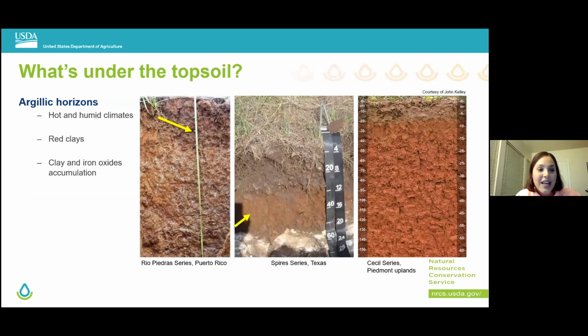So here we have our geologic horizons. Those are very common in tropical regions, like I mentioned, Puerto Rico. Those are layers where the clays are going to be accumulating and iron oxides. And I mentioned before that iron oxides give the soil a reddish color or orange or yellowish. So here is a good example. Those are made of red clays. Actually, the photo in the center, the Spire series from Texas, I took that photo.